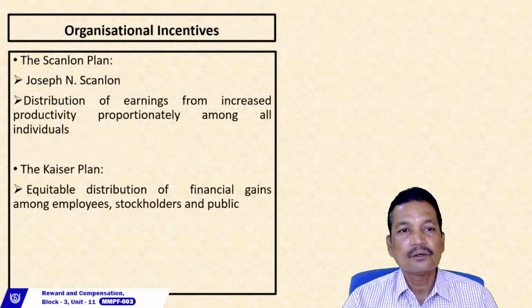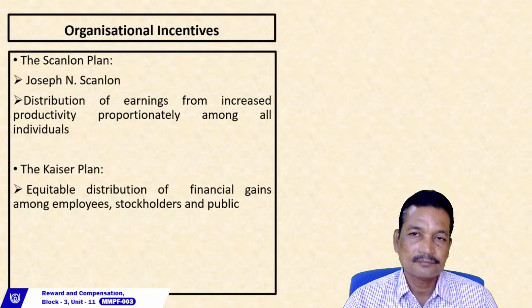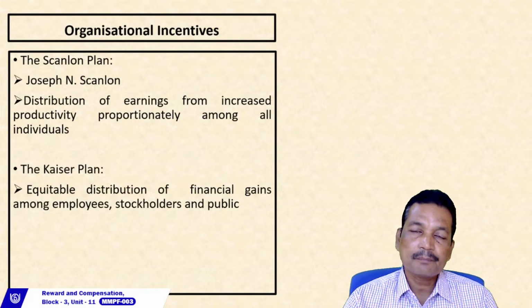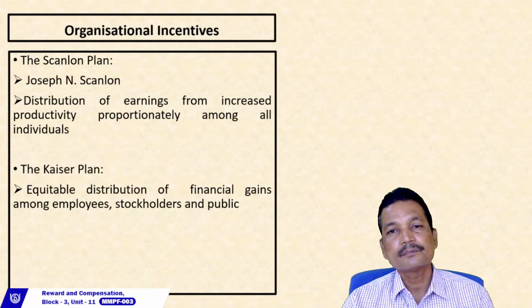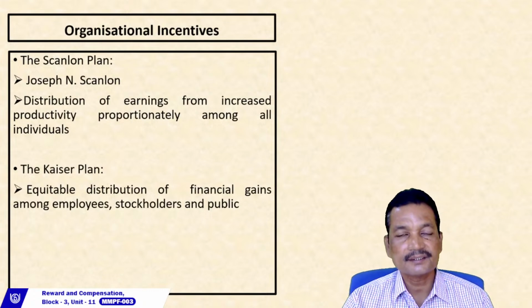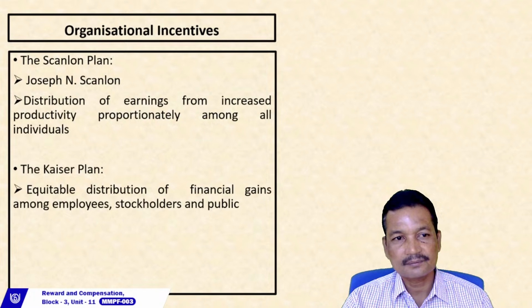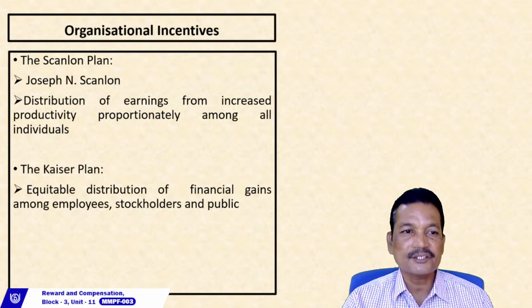Now, what are the various organizational incentive plans that have been developed and are in use? Some of the widely used plans are: first is the Scanlon plan, which was developed by Joseph N. Scanlon, who was an employee in the steel industry in the United States. It said that the earnings from increased productivity should be distributed proportionately among all the individuals. That means the plan was based on productivity.